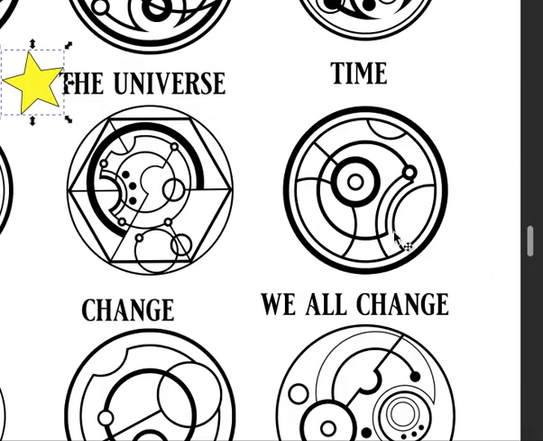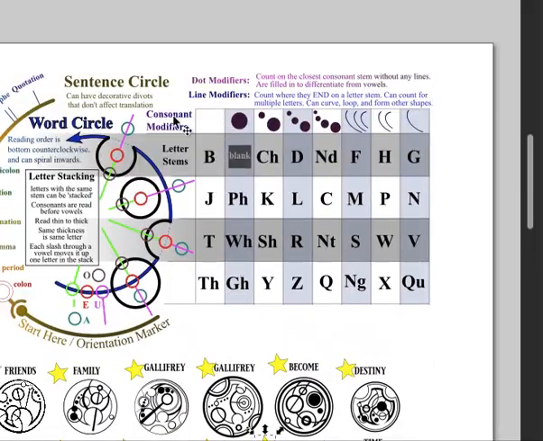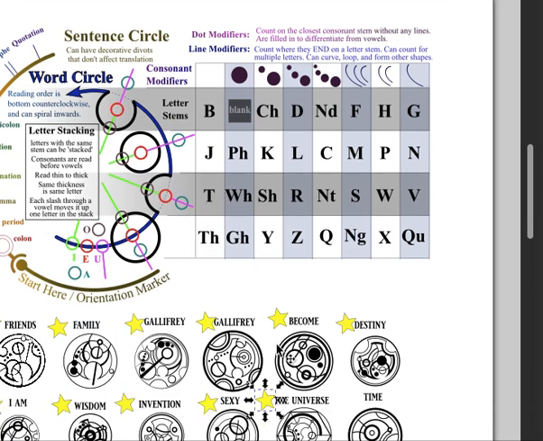Lovely. Now let's go to time. We have a shallow divot with nothing. So that puts us in the shallow divot row, and then the nothing puts it in the no line modifier column. So that would be a T.